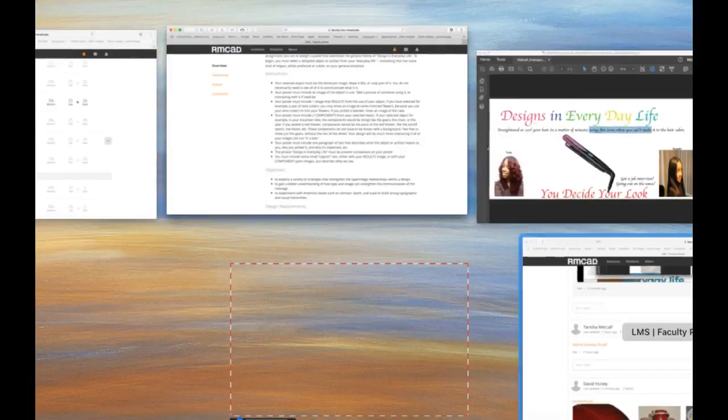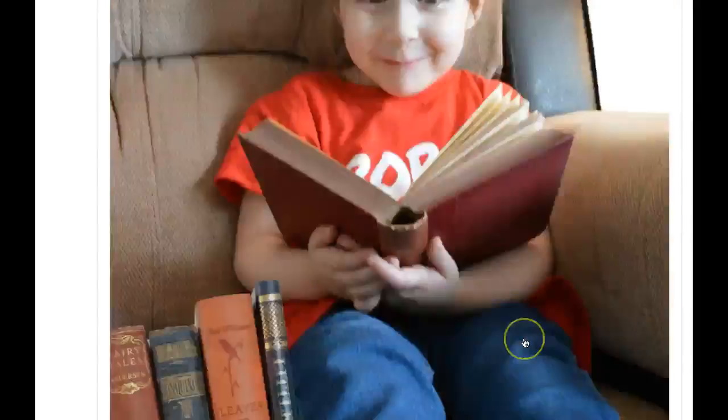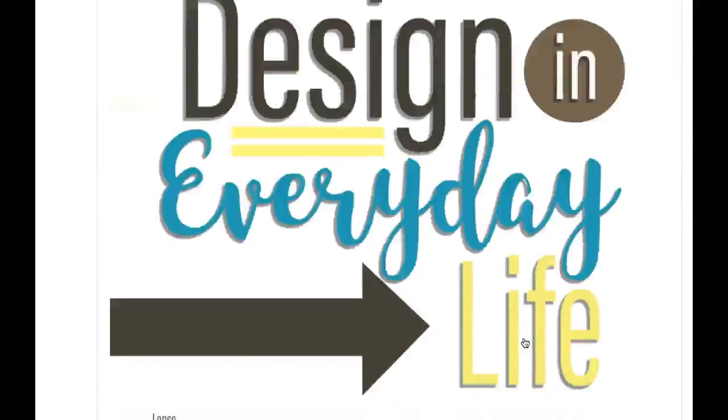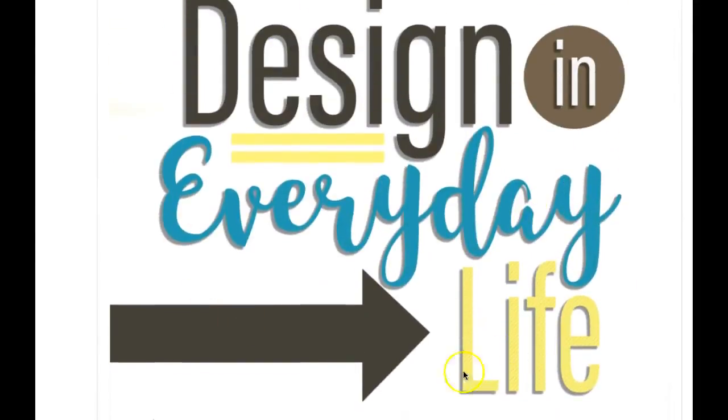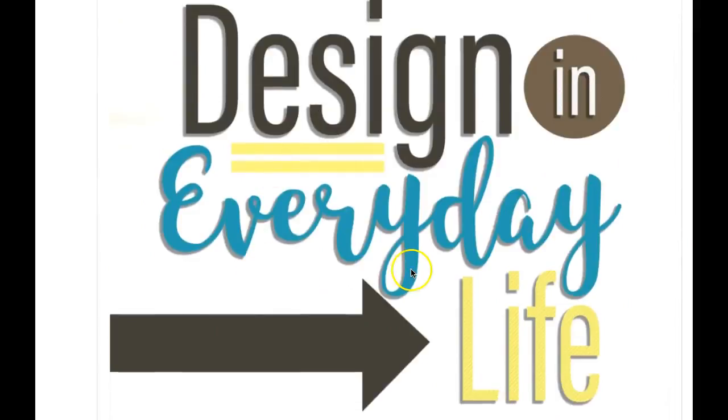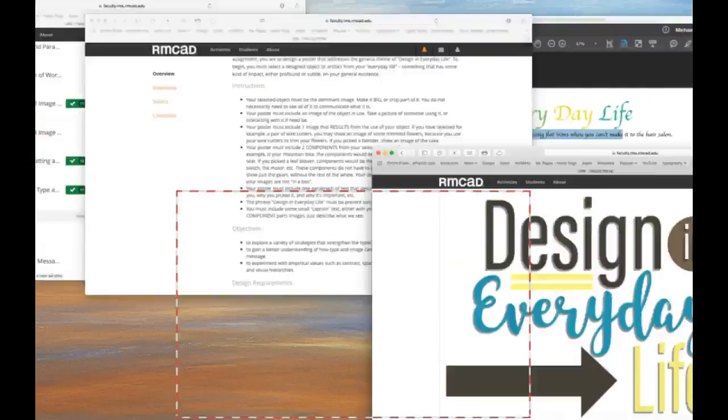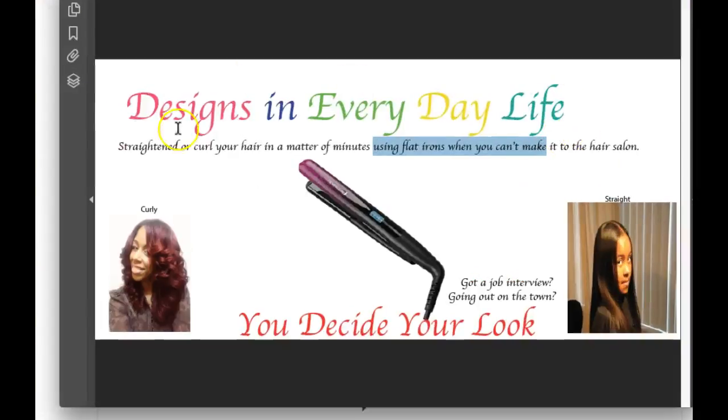Let me show you an example of what one of your classmates did, which is really, really cool. This is Erica. She designed this typographic composition for design in everyday life. Think about that approach here. It's a really nice little typographic composition where the weight, kerning and leading of each word are not all the same. The only difference in these words is the color. So try to come up with some sort of a composition for that.